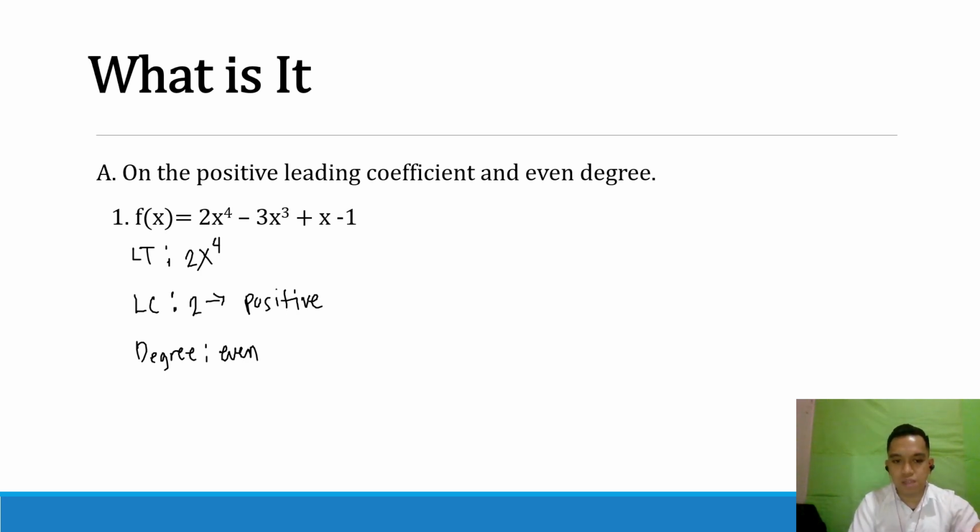So therefore, class, since the leading coefficient is positive and the degree is even, so the end behavior of our graph here is it rises to the left and rises to the right. So the graph looks like this. Ayan. So since, class, the degree is 4, so hindi lang isa yung ating curve dito. So it rises to the left and rises to the right. Okay? So therefore, the graph looks like this.